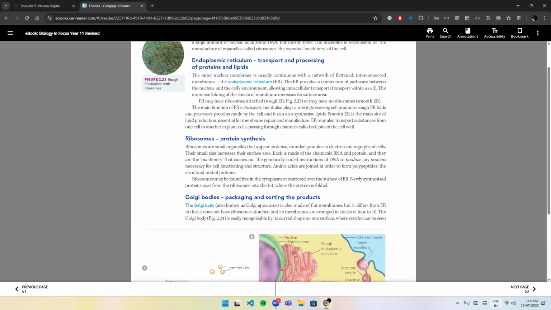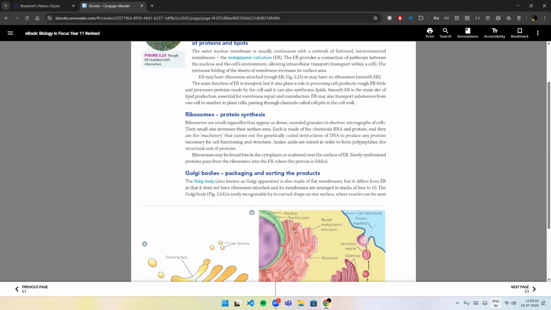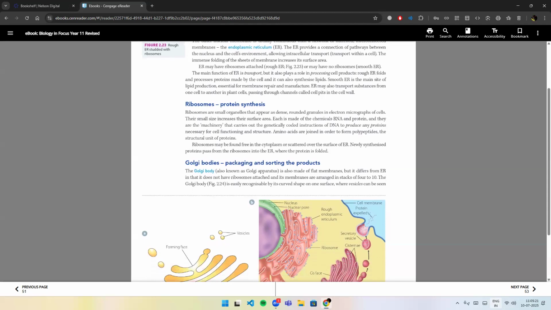Endoplasmic reticulum, transport and processing of proteins and lipids. The outer nuclear membrane is usually continuous with a network of flattened, interconnected membranes, the endoplasmic reticulum. The ER provides a connection of pathways between the nucleus and the cell's environment, allowing intracellular transport. The immense folding of the sheets of membrane increases its surface area. ER may have ribosomes attached or may have no ribosomes. The main function of ER is transport, but it also plays a role in processing cell products.